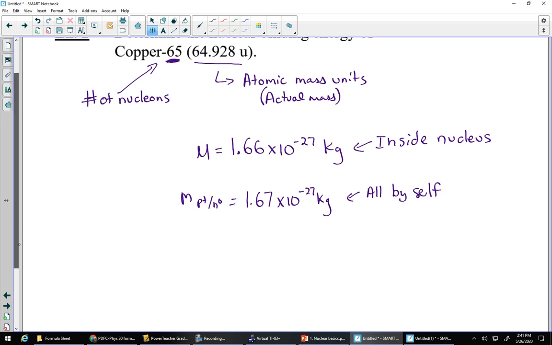Okay, now that we have that, we can actually try to solve for this. So we know that we're using E is equal to delta m c squared. So I probably need to figure out delta m first. Delta m is going to be equal to the total mass of all the individual nucleons, minus the actual mass of the nucleus itself.